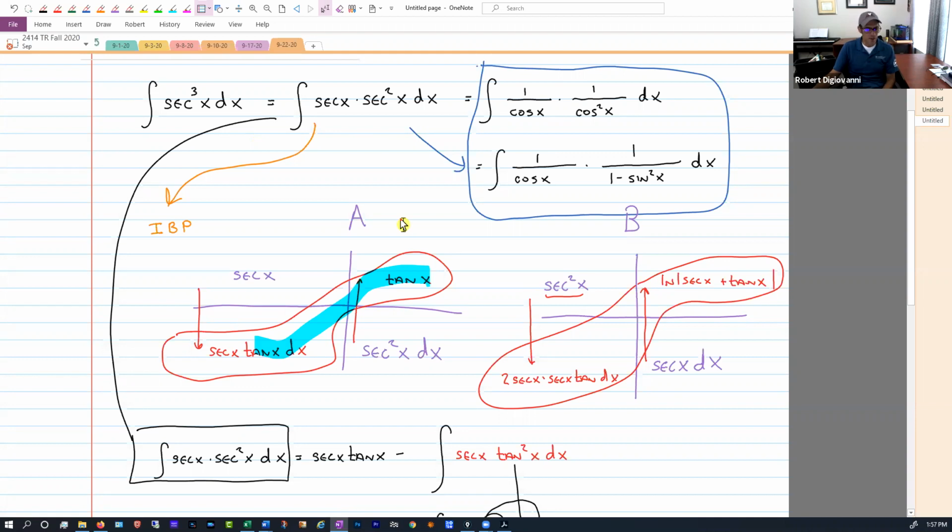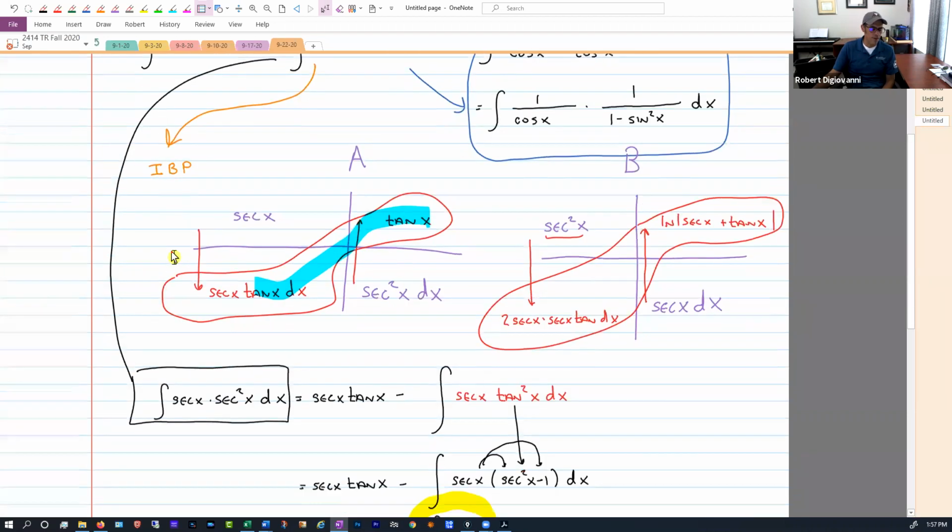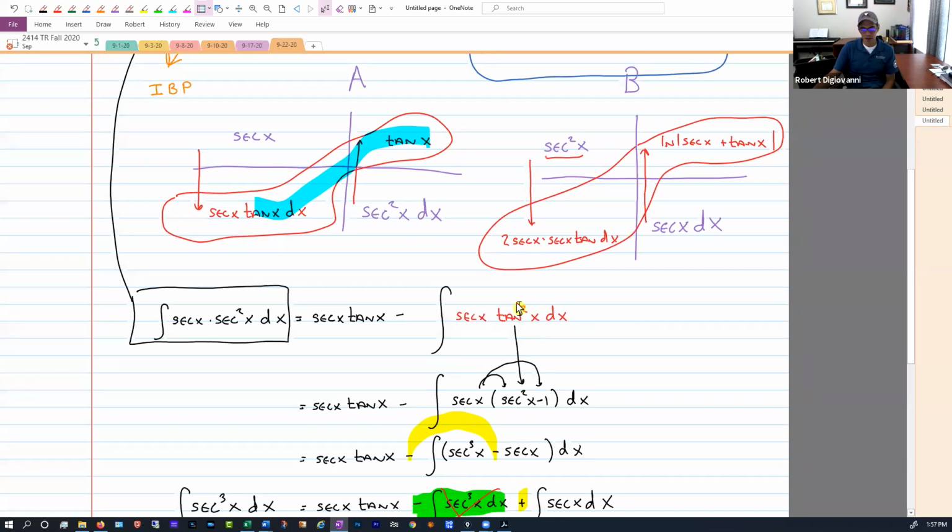I'd have to run back through that again. I think what we did there is we turned this into tangent squared x plus 1, but I don't believe that would help. We have to do the integration by parts, and then from there, this move right here just works.